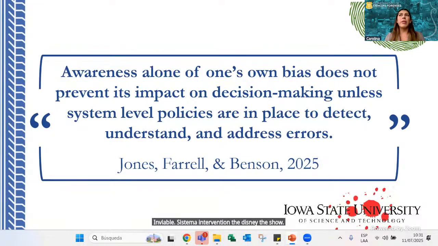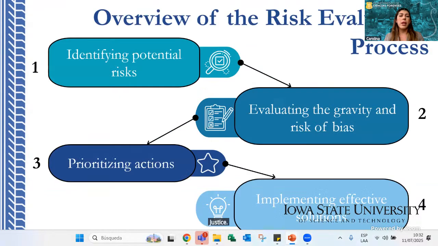So finally, there are policies and strategies that go beyond individual awareness. They are about creating a structure that helps identify, understand, and manage bias. So we need processes in place that detect when bias is affecting decisions, help us understand how it works, and provide ways to correct it. For us, every time we mitigate bias, we protect the truth and we protect justice and the public trust in forensic science. So just a quick overview of the risk evaluation process that we have.